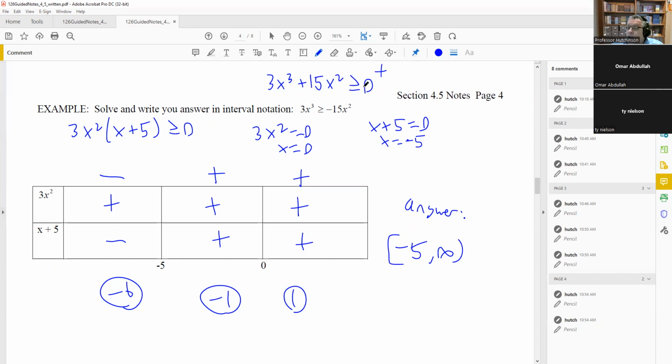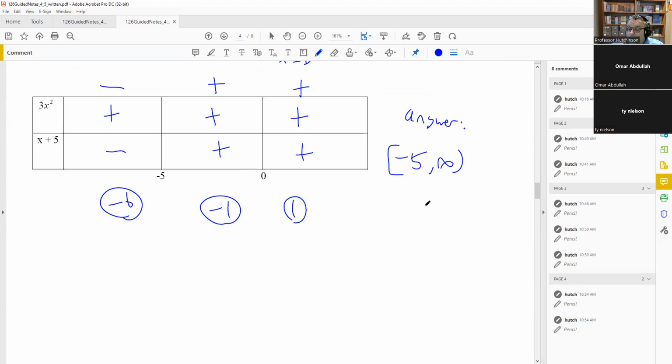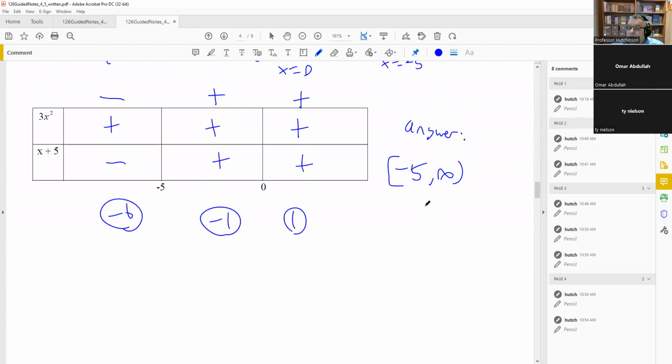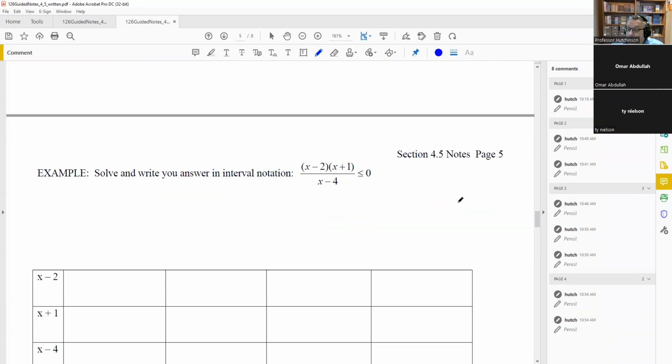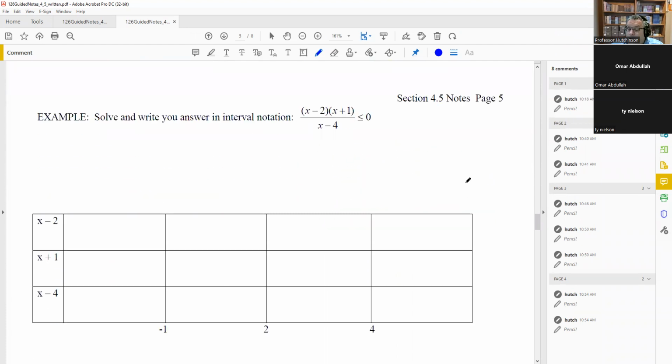If that was just a greater than symbol and not greater than or equal to, I would have to split this up and go -5 to 0 and then 0 to infinity. I have parentheses around my answer in that case. Okay. I'm not going to do the number line method on that. You kind of get the idea of it. For sake of time, I want to make sure we'll just focus on one method only on these moving forward.